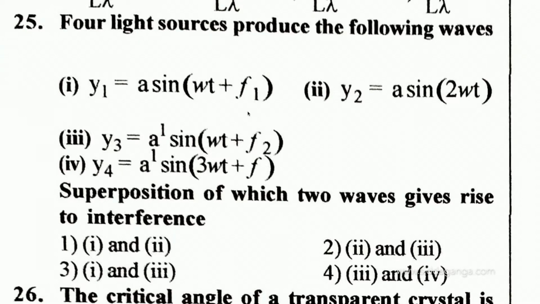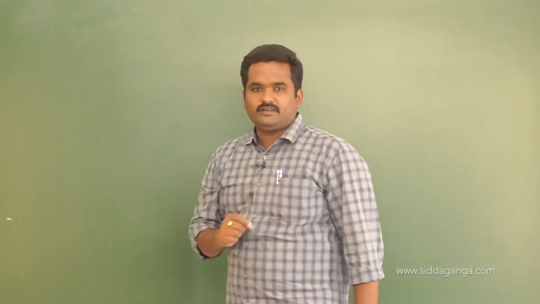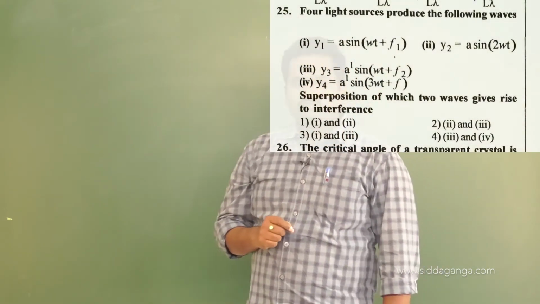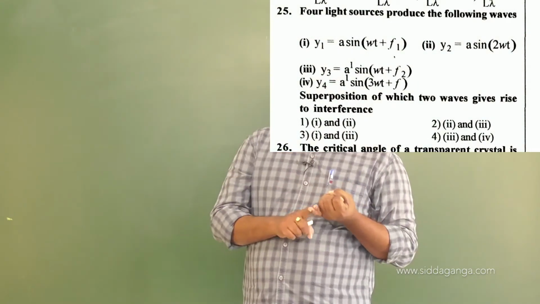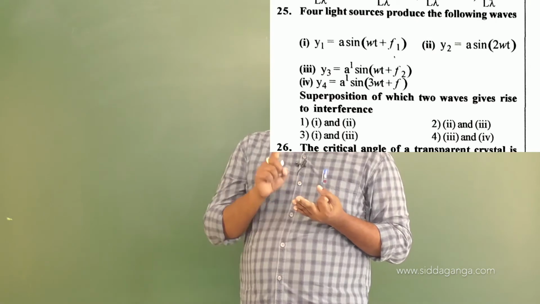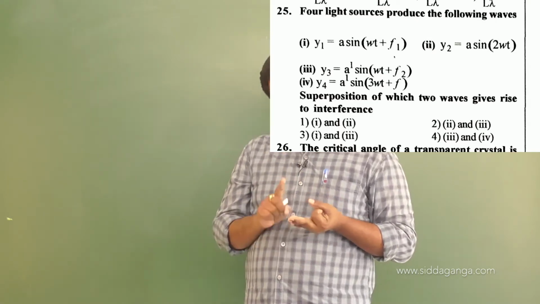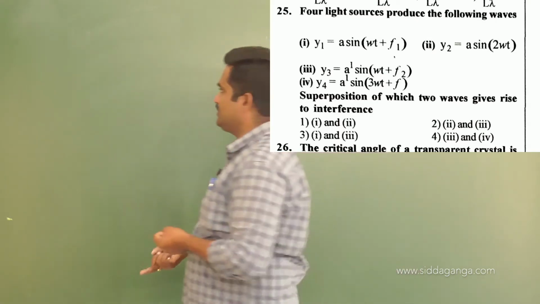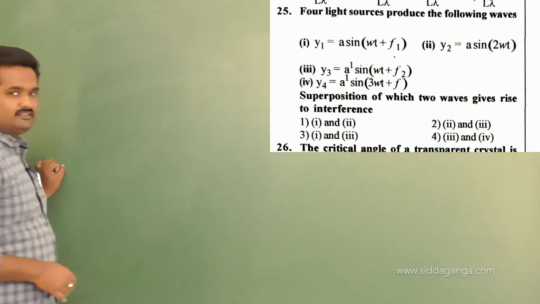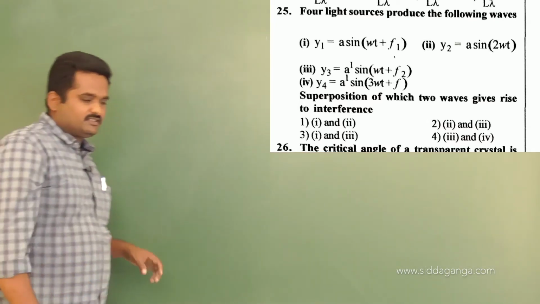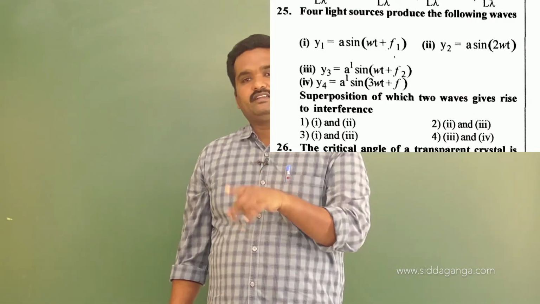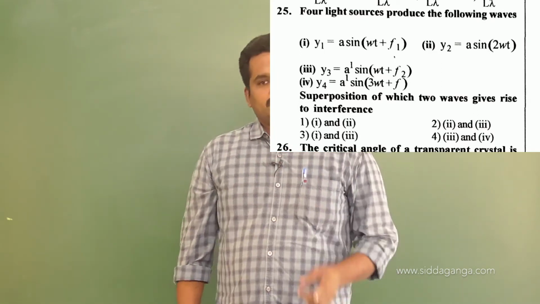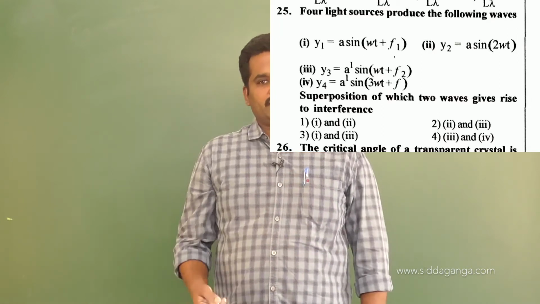For interference to take place, we have studied that the two waves should be coherent. Coherent means they need to have the same frequency, same wavelength, and a constant phase difference or the same phase. In the given options, see, one is sin omega t, the other one is sin 2 omega t. Can these two, in superposition, form an interference? No. Why?